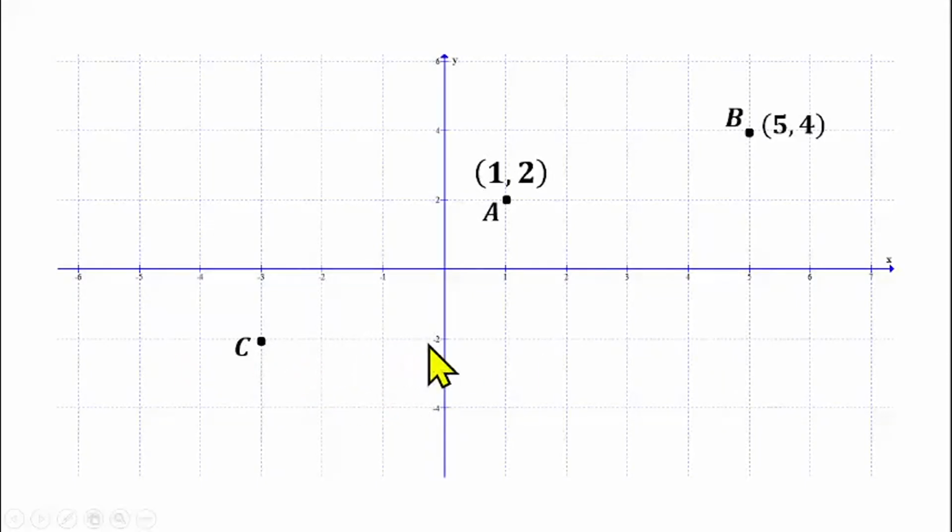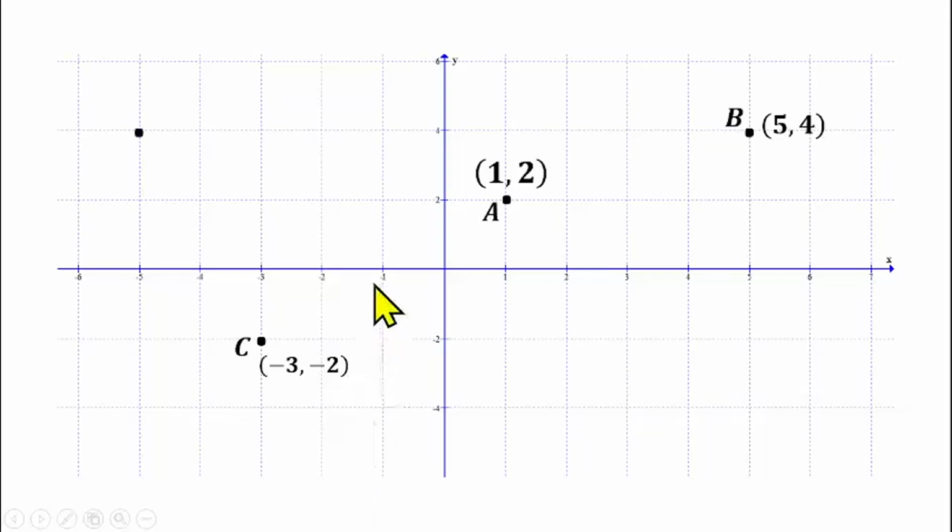On the x-axis we are having -3, and on the y-axis we are having -2. So can you write down the coordinate of point C? So point C is on -3, -2. On the x-axis it is -3, on the y-axis it is -2. So the coordinate of point C is -3, -2.